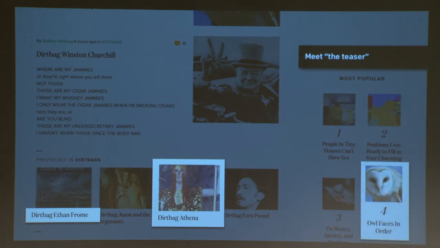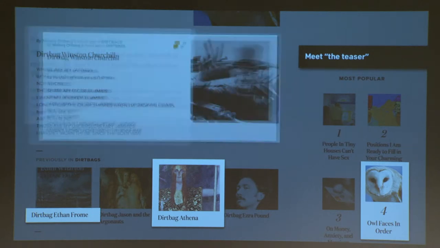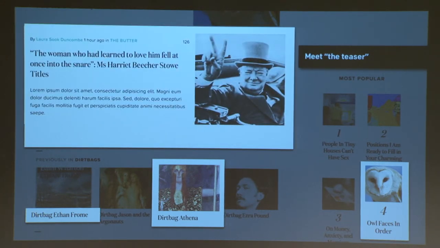Sometimes the teaser might have a very prominent-looking number attached to it to signify some sort of greater ranking context that it sits in that part of the design. But the most prominent version of the teaser that you're probably going to notice first is the one that appears in the main river of content.